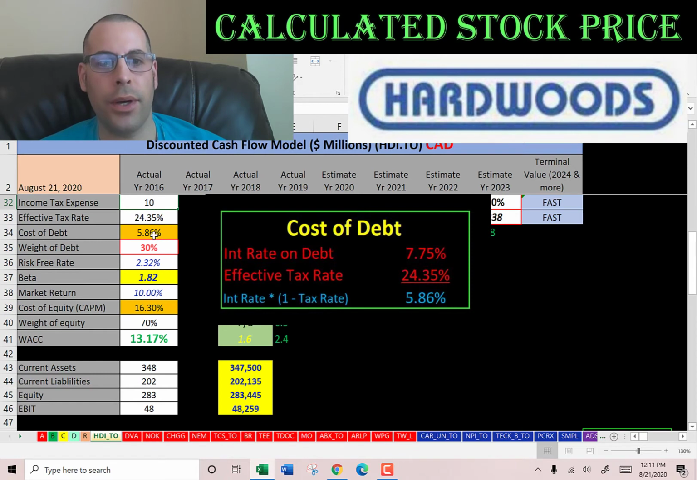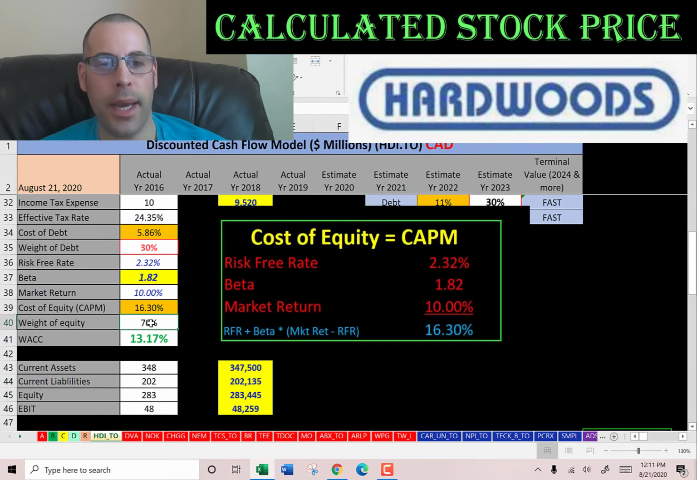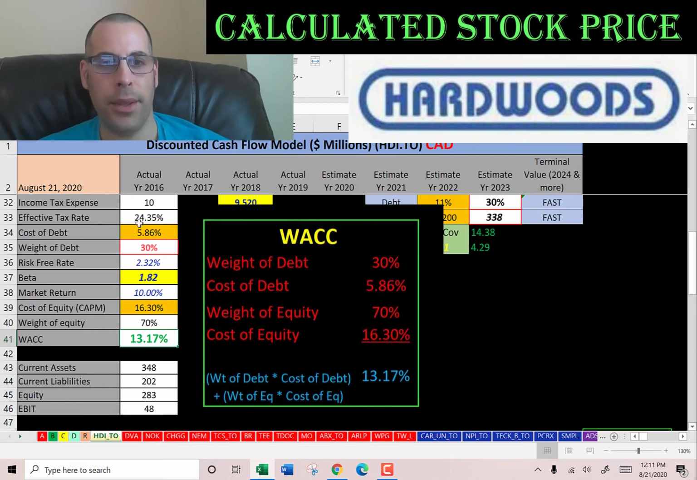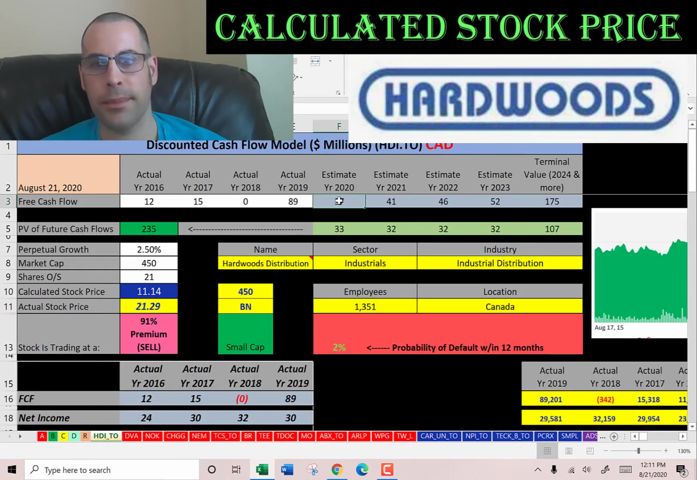Let's look at a capital structure. 30% debt, cost of debt is 5.9%. 70% equity, cost of equity 16.3%. And the WACC is 13.2%. That's a blend of the cost of debt and cost of equity, and that's a discount rate we're going to apply to the future cash flows.